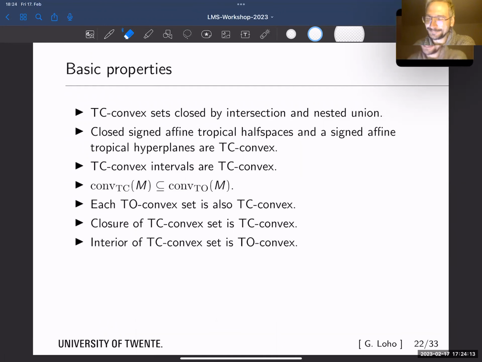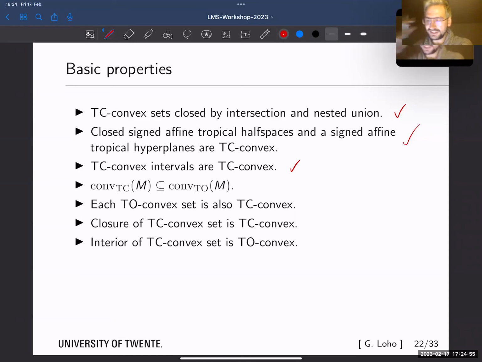Thanks. Yes, so let's look at a few properties. And so indeed, this TC convexity fulfills many nice properties, I would say. So essentially, by definition, it's closed under intersection and nested union. Then really the half spaces now are all TC convex. All the versions of half spaces and hyperplanes are TC convex. Again, also essentially by definition, TC convex intervals are TC convex.